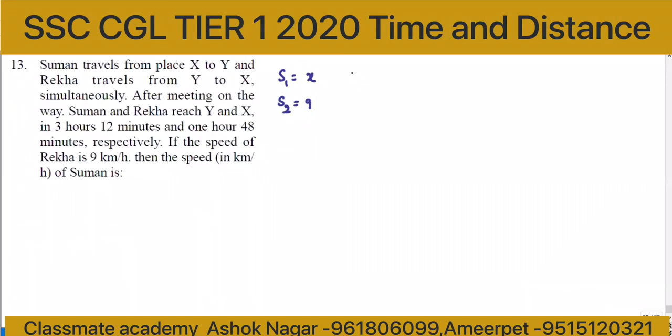What is T1 here? You remember the formula here? After meeting, if they take T1 and T2 hours, the formula between S1, S2 and T2, T1 is S1 by S2 is equal to root of T2 by T1. And what is T1? 3 hours 12 minutes means 3 plus 12 by 60, which is 1 by 5, so 16 by 5.